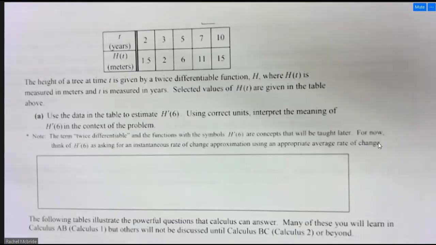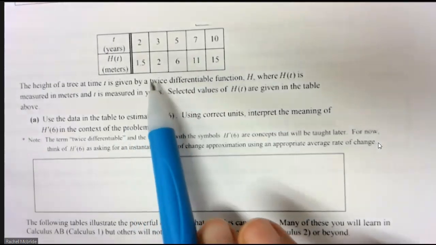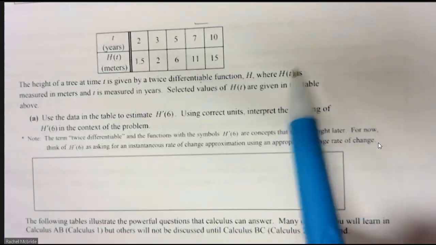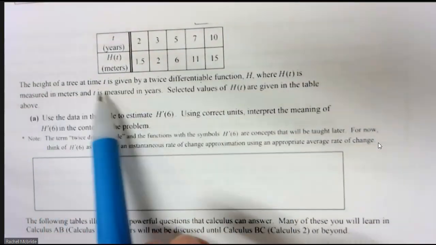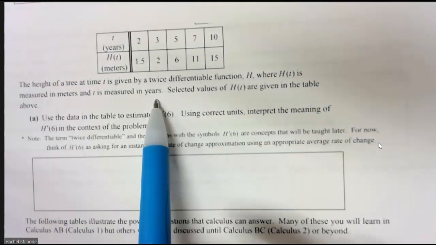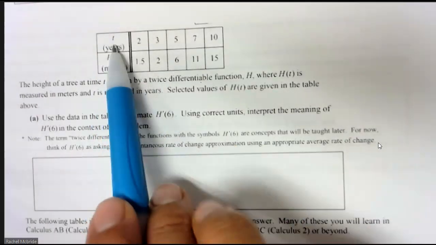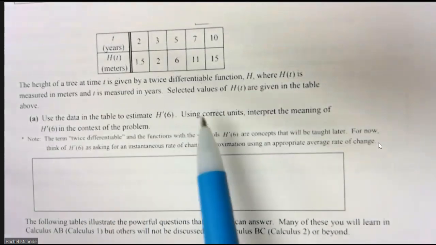Okay, so in the example, it says the height of a tree at time t is given by a twice differentiable function. I know you don't know what that means yet, but we'll get there. Where h of t is measured in meters and t is measured in years. So this is my function, it's in meters. This is my time, it's in years.